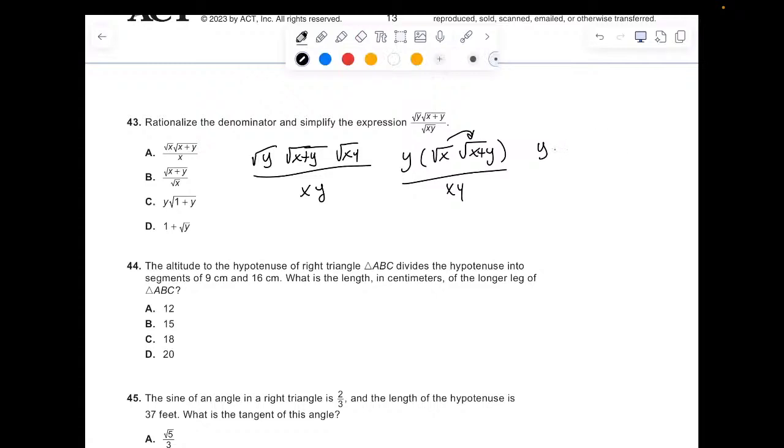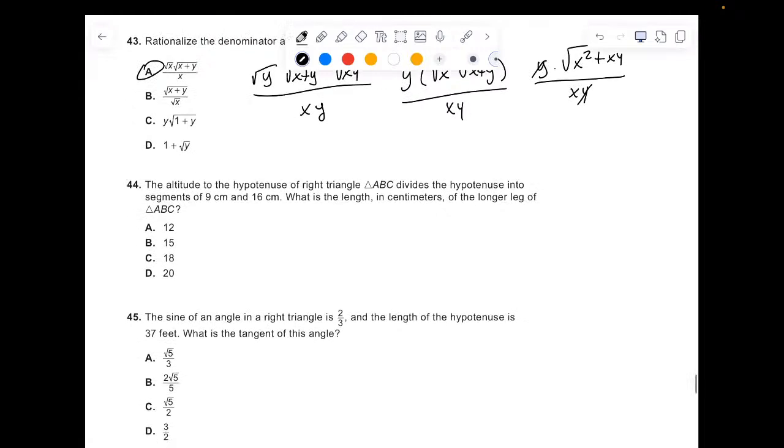Let's just work it all out. Square root of x squared plus xy over xy. Those y's cancel. Okay, and now, okay, that's it. That was a lot easier than I thought.